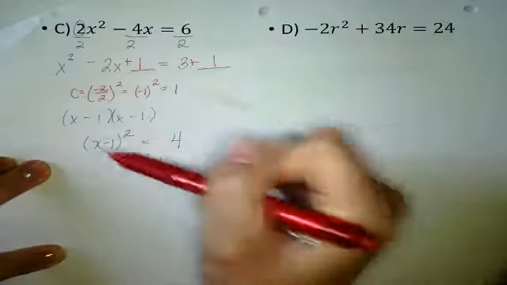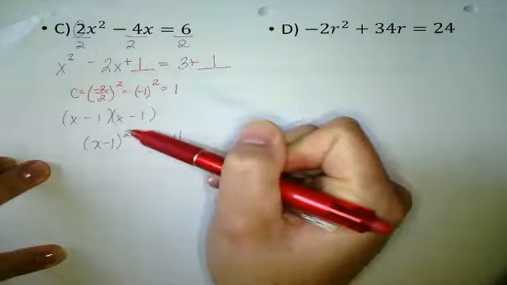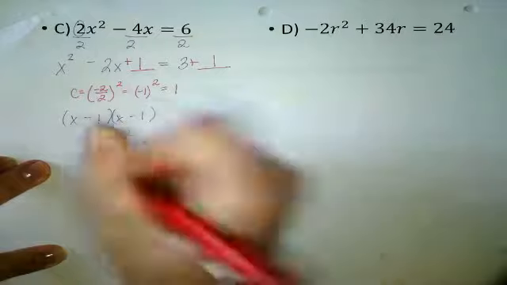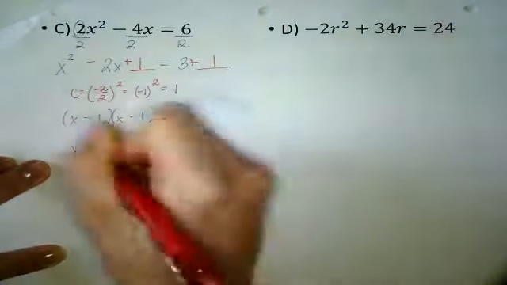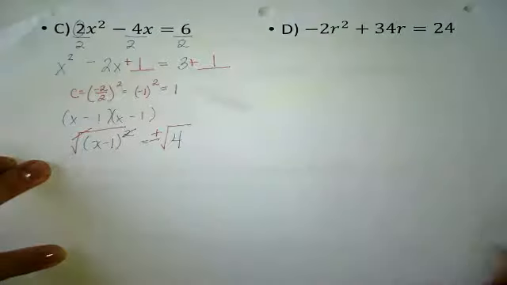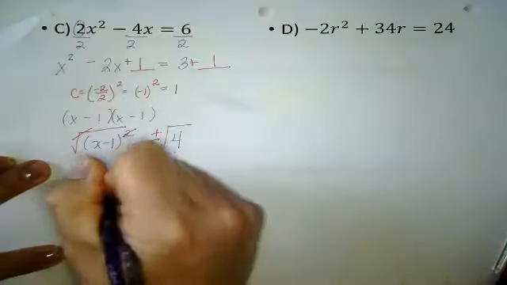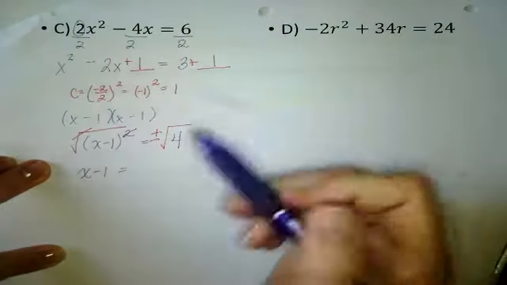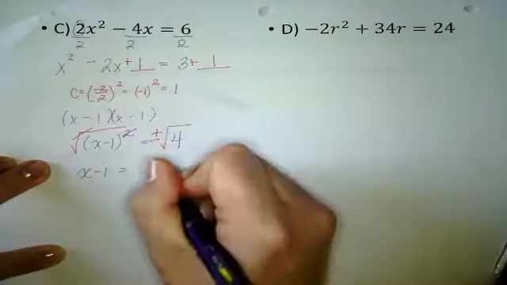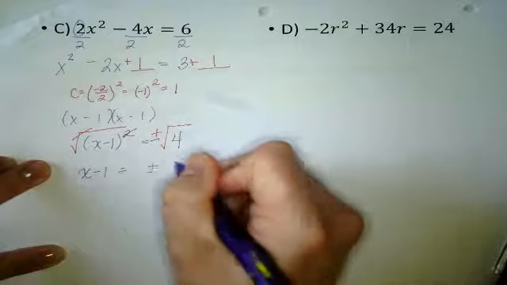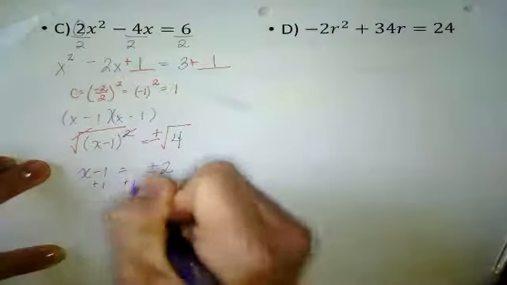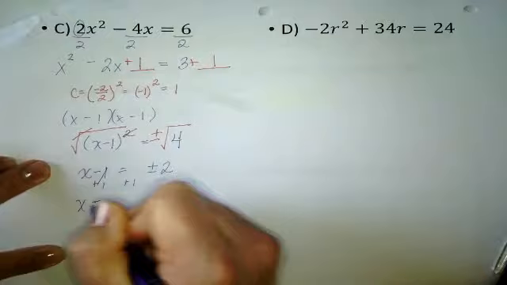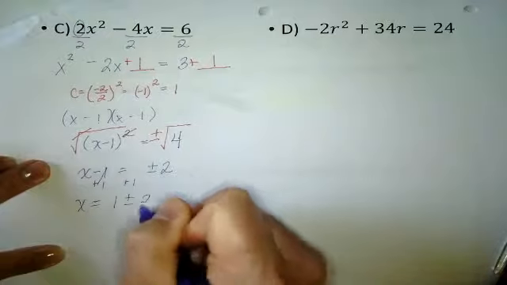All right, so now we've condensed it to a quantity squared, which means we can use the square root method. So we're going to square root both sides. Don't forget the plus or minus. The square root and the square cancel out, leaving x minus 1 equals plus or minus, and what's the square root of 4? 2. Then I just need to move the 1 to the other side. So I get positive 1 plus or minus 2.